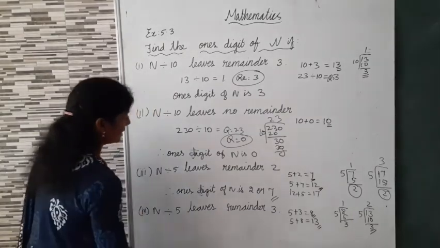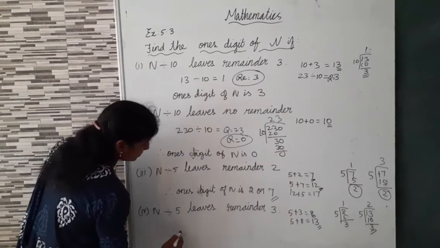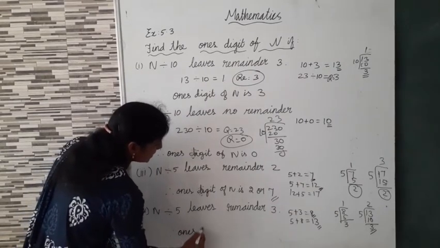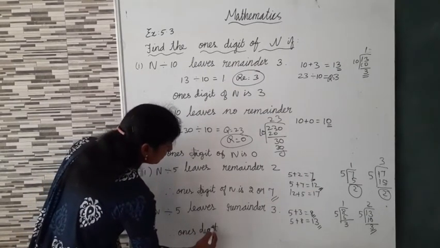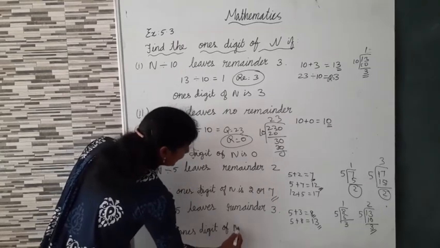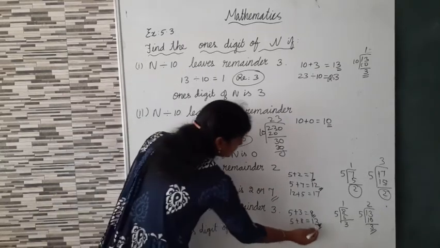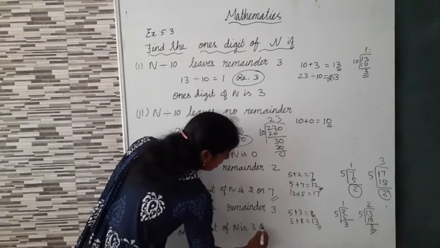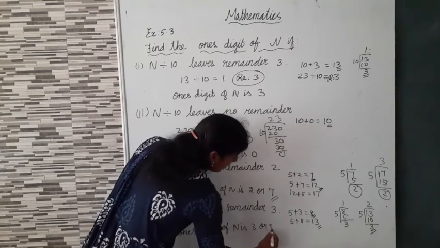Okay. So we can write, therefore, the ones digit of n is 8 or 3. Otherwise, 3 or 8. Okay. 3 or 8.